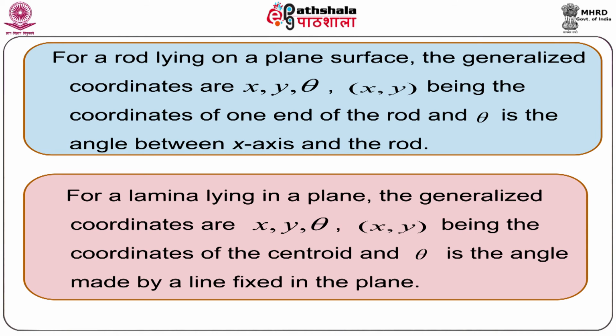Let us consider a lamina lying in a plane. For this case, the generalized coordinates are x, y and theta. Here, x, y are the coordinates of the centroid, while theta is the angle made by a line fixed in that plane.